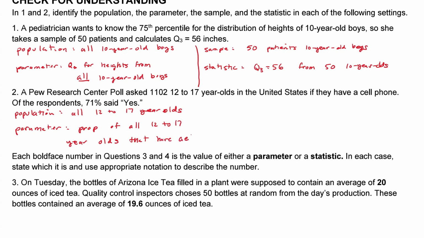Obviously, this is old data, right? But what did Pew do? Did they talk to all of the 12 to 17-year-olds? No, they did a sample. So what's the sample? It'd be the 1,102 12 to 17-year-olds questioned, the respondents.